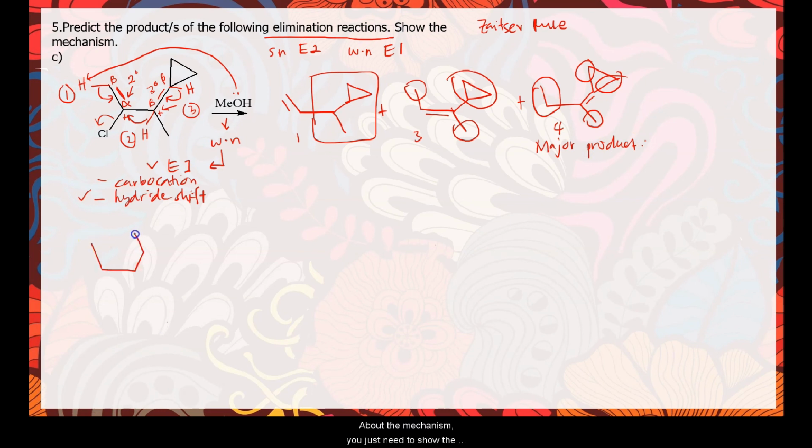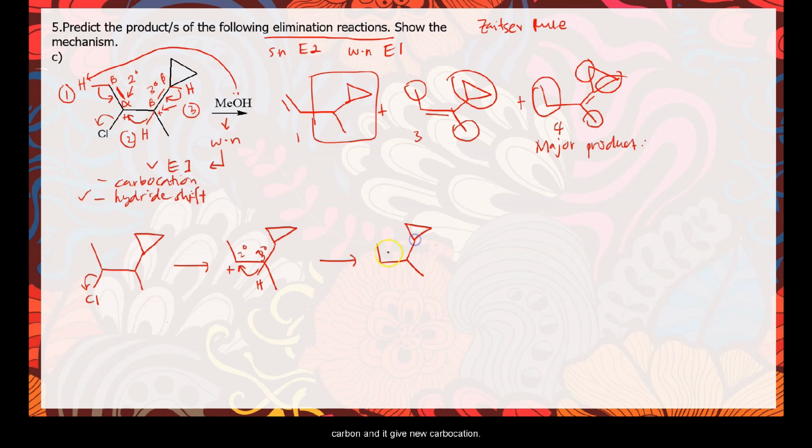About the mechanism, you just need to show the mechanism in producing the major product. It starts with chlorine leaving the compound and then it forms a carbocation. Hydride shift occurs between this carbon and the adjacent carbon since the adjacent carbon is the tertiary carbon and could give a more stable carbocation. Hydrogen will shift to this carbon and give a new carbocation.